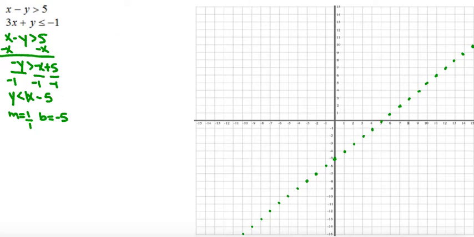Since the inequality symbol here is less than, has no or equal to sign, that means that the line isn't a solution to this inequality, so it's dashed. I'm going to draw a dashed line.